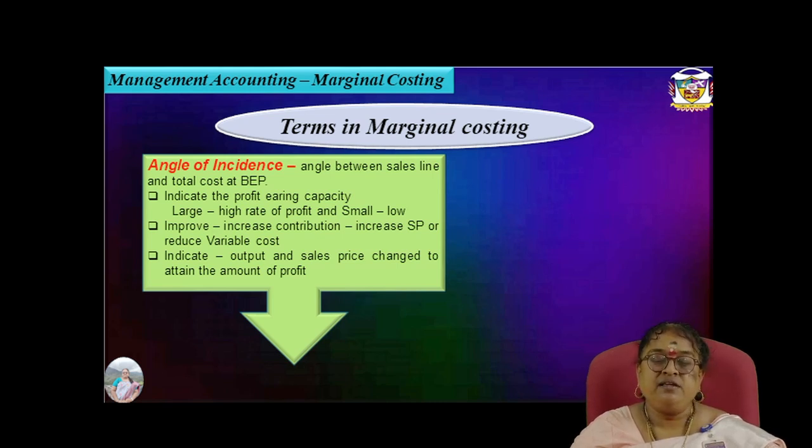Then it is improved by increasing the contribution, increasing the selling price and reducing the variable cost. Angle of incidence indicates how the output and sales price must change to attain the amount of profit. If you want to attain a certain amount of profit, then we have to consider the angle of incidence.